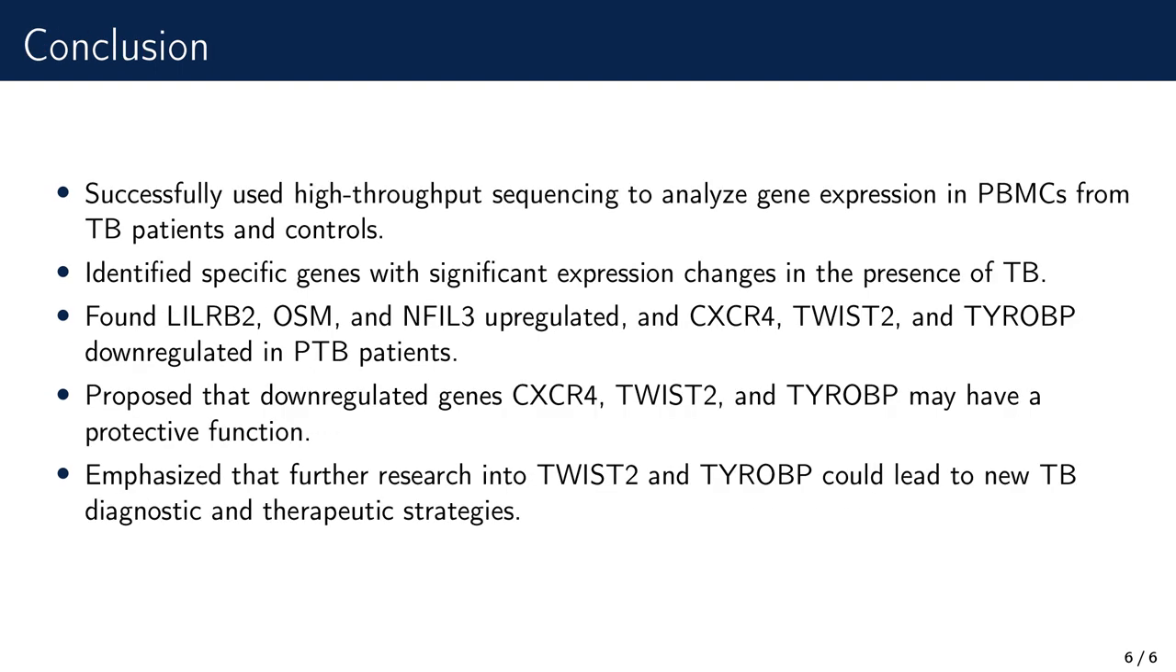This research successfully employed high-throughput sequencing technology to analyze gene expression differences in peripheral blood mononuclear cells between individuals with pulmonary tuberculosis and healthy controls. The study identified several genes that exhibit significant changes in their activity levels in the presence of TB.